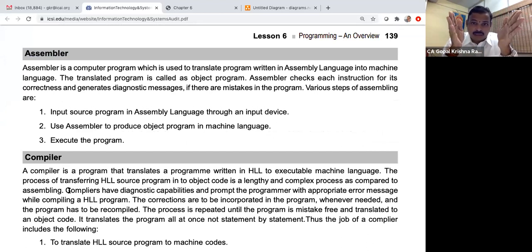So then in between assembly language and CPU, there should be somebody who will actually receive the assembly language and convert to machine language. CPU will give back the answer in machine language. I would again convert back to assembly language. So I am actually a translator. I am an assembler. So an assembler is a computer program which is used to translate the program written in assembly language into machine language and vice versa.